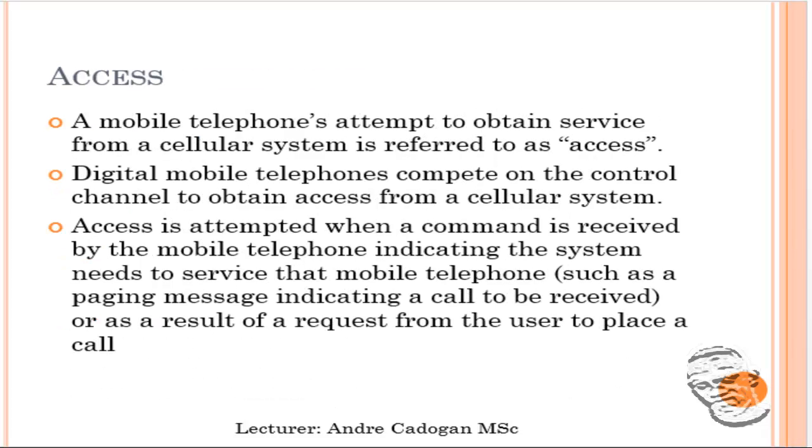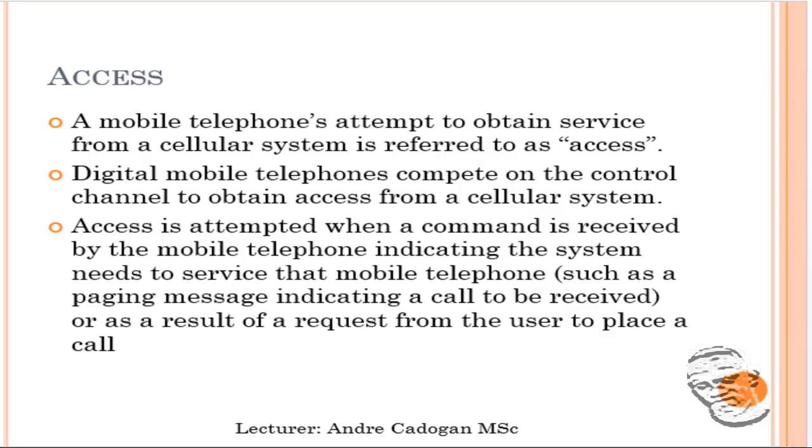In access mode, a mobile telephone attempts to obtain service from a cellular system, which is referred to as an access. Digital mobile telephones compete on control channels to obtain access from a cellular system. Again, we speak about carrier sense multiple access with collision avoidance because of the competition on the cellular network.